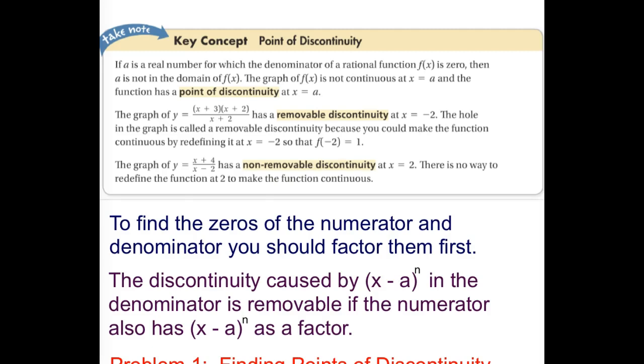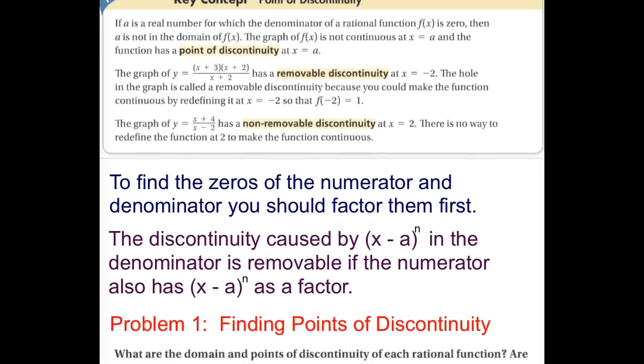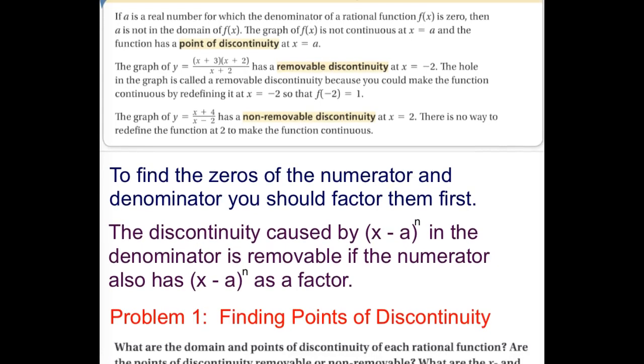The graph that we had in that middle picture has a removable discontinuity at -2. The hole in the graph is called a removable discontinuity because we could make that function defined to be -1 there. We can fill that hole. The third picture we said there was no way to redefine it. That's your vertical asymptote. So how do we find these? To find the zeros of the numerator and denominator, we should factor them first.